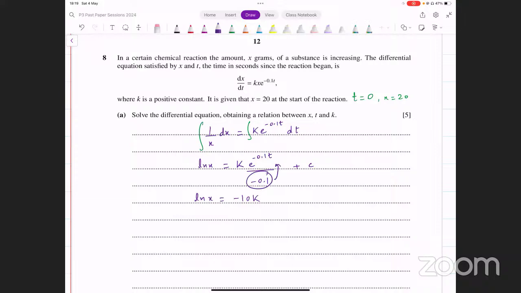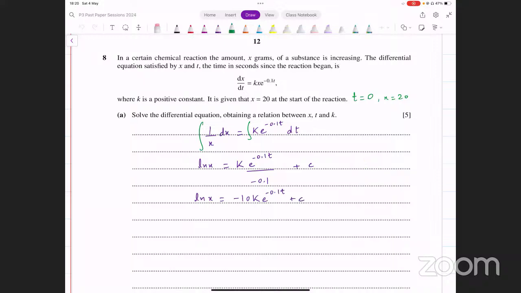When this goes to the numerator, you can think of it like this: 1 over minus 0.1. Put that on your calculator. 1 over minus 0.1 is going to give you minus 10. It becomes minus 10k into e raised to power minus 0.1 t plus c. This is what we have.